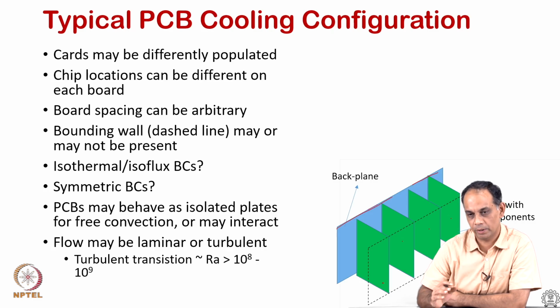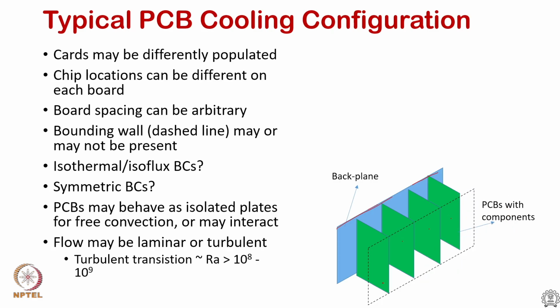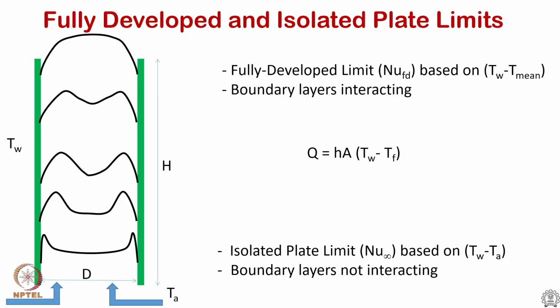Here we are going to treat them as isothermal because that is the maximum temperature that one has to account for. We do not want the board to go beyond a certain maximum temperature. So, we are going to say that the boards are to be maintained isothermally, and we are going to find what spacing we need between the boards so that heat transfer is maximized or dissipated from these boards. And we have to understand two limits in this case.